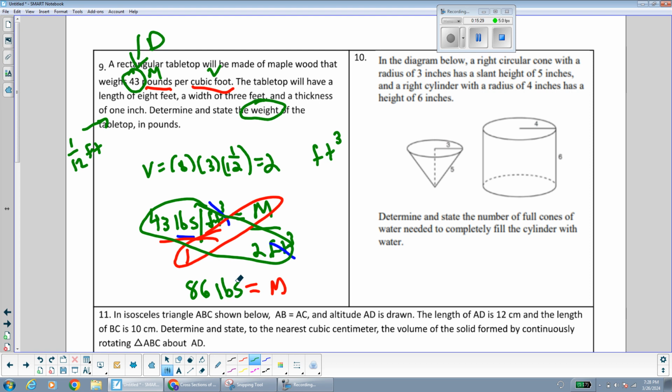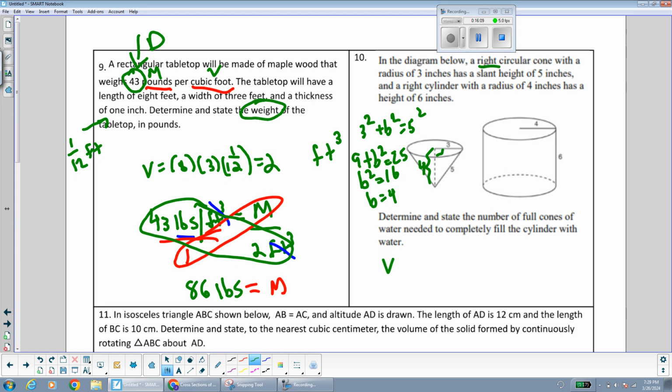Moving over to number 10. The volume here, be careful. We need the height. This is the slant height. We need the actual height. If you use the Pythagorean theorem, because this is a right circular cone, so this is a right angle, you should get that the side is 4, the height is 4.